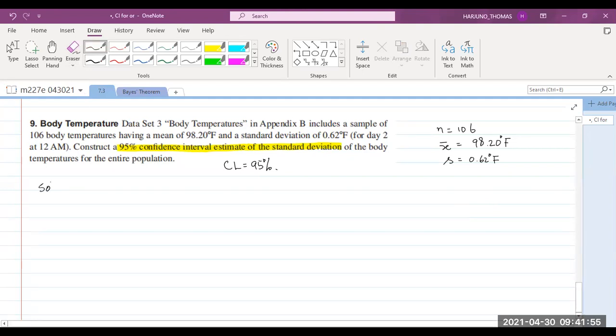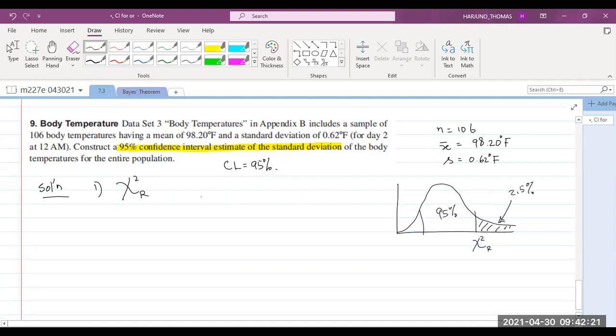So, solution, step 1, chi-squared right. That's a 95% confidence level, 95% in between, the remaining 5% being shared by two tails. So this is 2.5% here. So this will be inverse chi, the area to the right 0.025, degrees of freedom 105. Now this will take a while when you use your calculator.